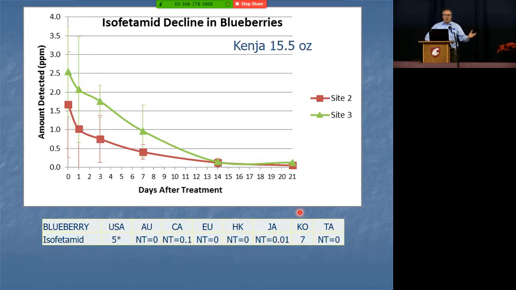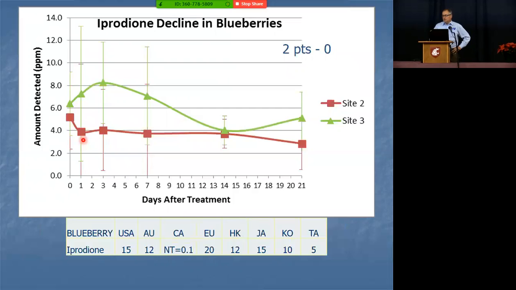This is an important product if you have fungicide resistance. This is one that will work on Pristine, Switch, Elevate resistant botrytis. But if you're going to use this, you can only ship your berries domestically or to Korea until those others get established.